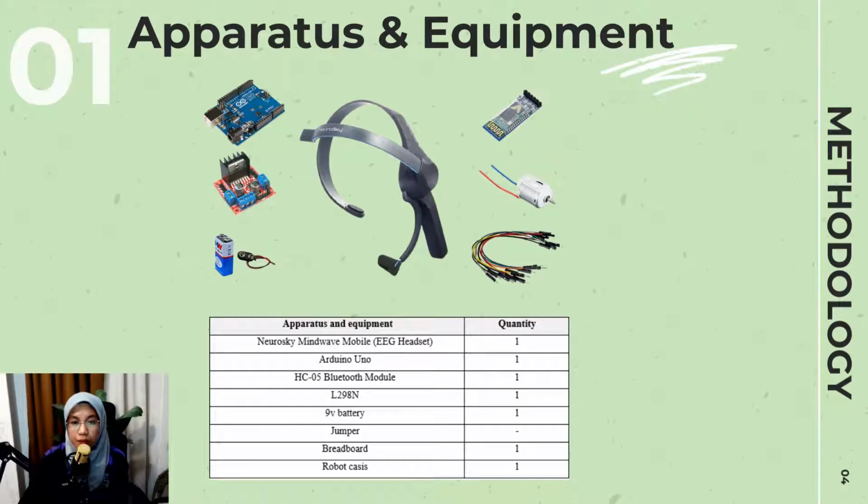So here we start from apparatus and equipment. This is the apparatus and equipment needed in this project: NeuroSky Mindwave Mobile, which is an EEG headset, Arduino Uno, HC05 Bluetooth module, L298N, 9V battery, jumper, breadboard, robot cases.